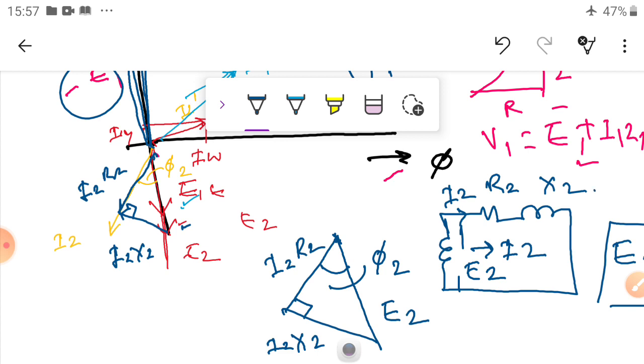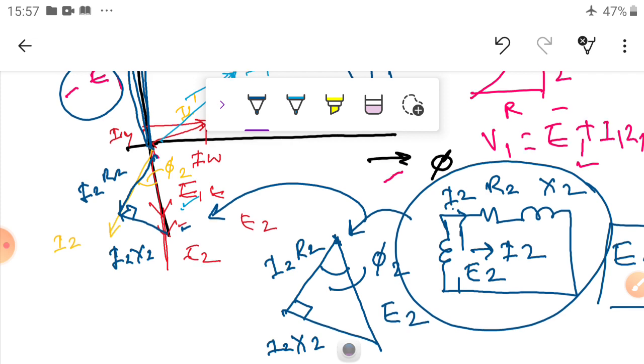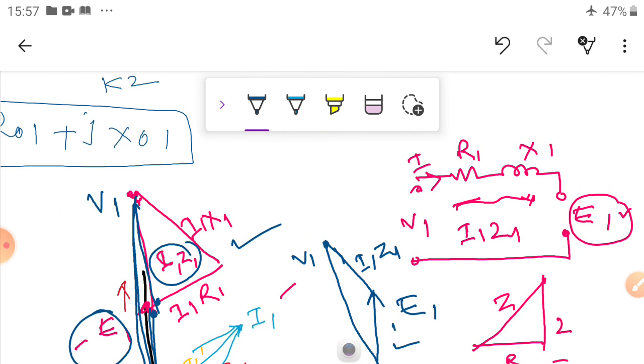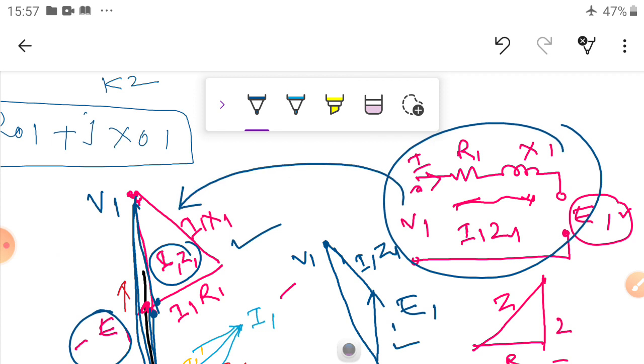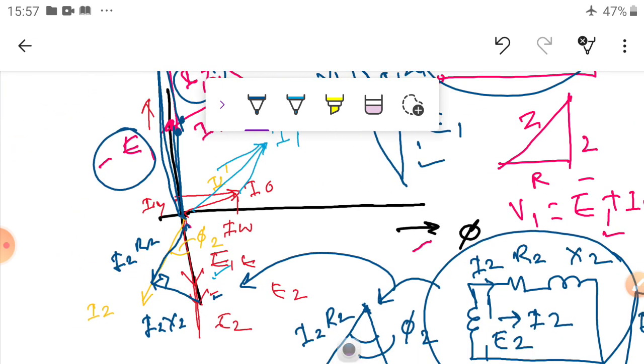So this circuit value is written here. Now the primary, this one, and this value is written here. So this is one vector diagram. Okay, dear students, you can practice it. It is very easy to draw the vector diagram.